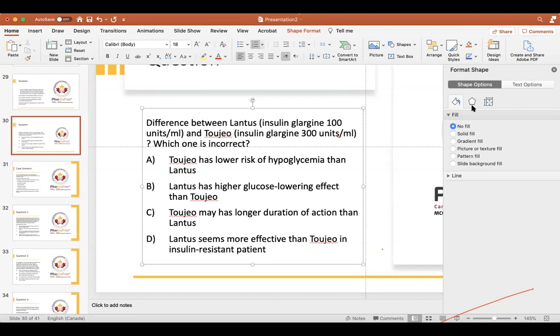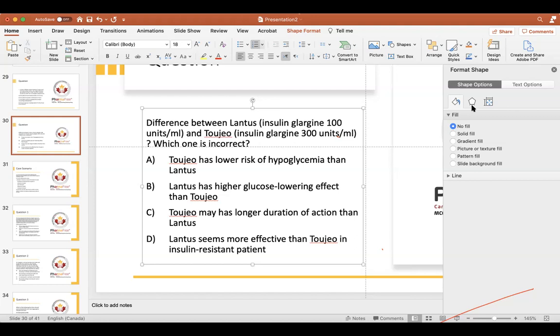Okay, you want to convert him to Toujeo, correct? Give him 10 Toujeo also. Okay, from Lantus to Toujeo, we give the same dose. From Toujeo to Lantus, what do we do? Decrease 20%. Yes.